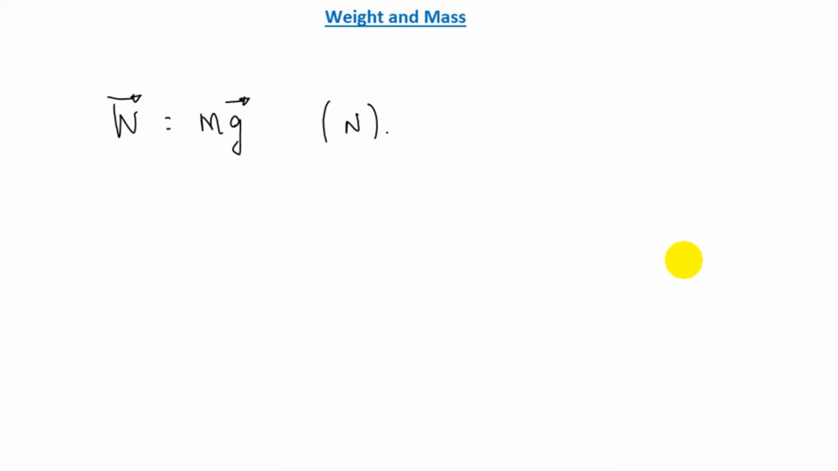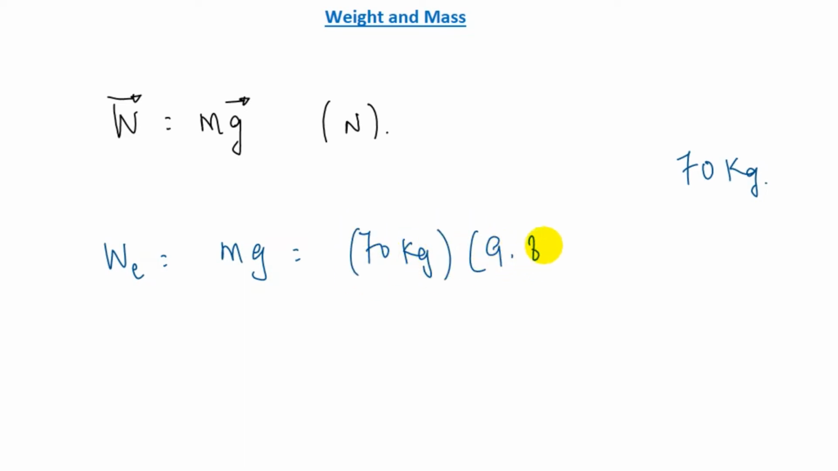Now suppose there's a person whose mass is 70 kg on Earth. What would be their weight? Weight on Earth will be m times g. Mass is 70 kgs, and the value of g is 9.81 meters per second squared. From here the weight comes out to be 696.5 Newton.